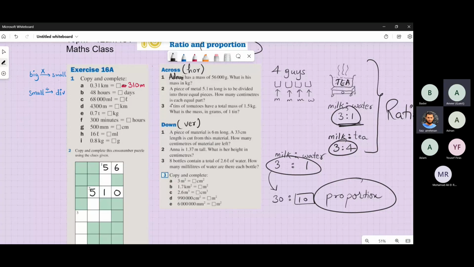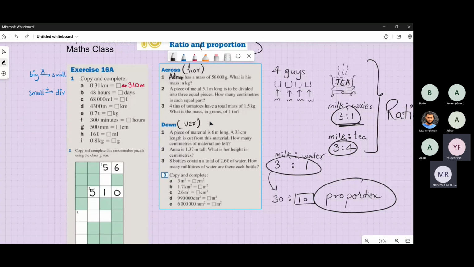Third one. 4 tomatoes have a total 1.5 kg mass. What is the weight of one? What are you going to do here? Multiply, divide. Multiply by 1,000, then divide by 4. Muhammad Ali, everyone be silent. Yes, Muhammad Ali, go on. 1.5 kilogram, which means we want to make it grams, it will be 1,500 grams.